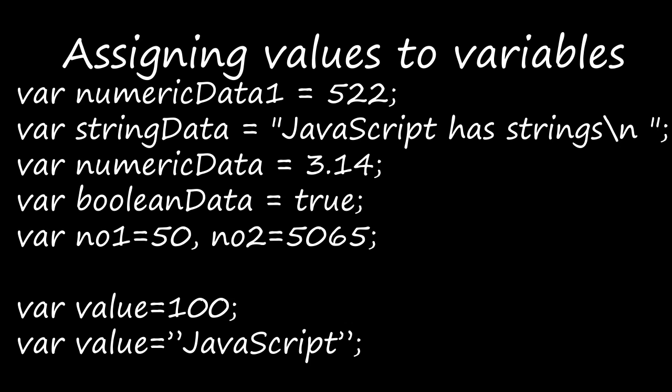And the next type is you can assign multiple variables in a single var statement itself. var no1 = 50, comma, and it will be separated with comma, right? Comma no2 = 5065. That is the second type.